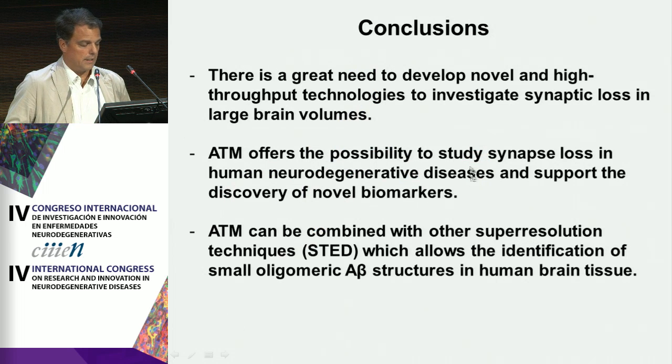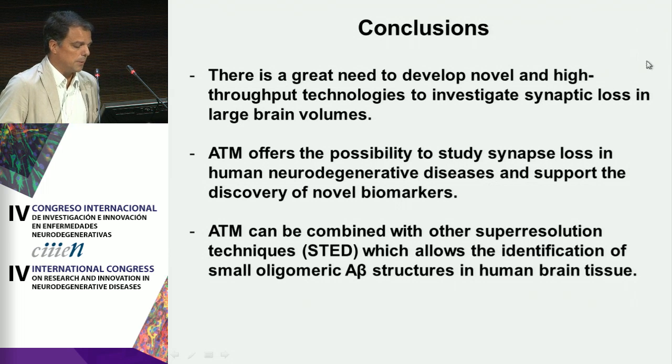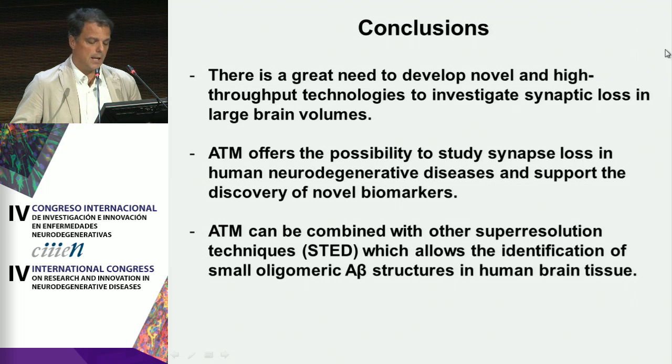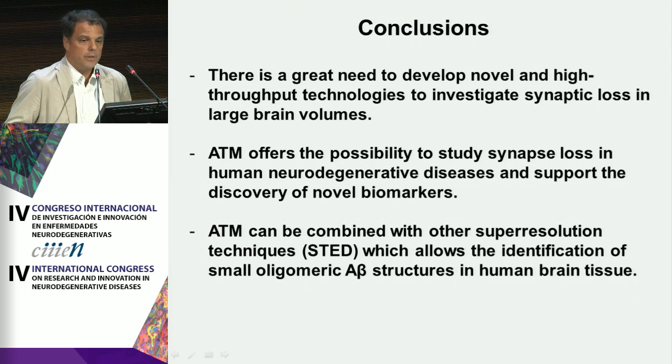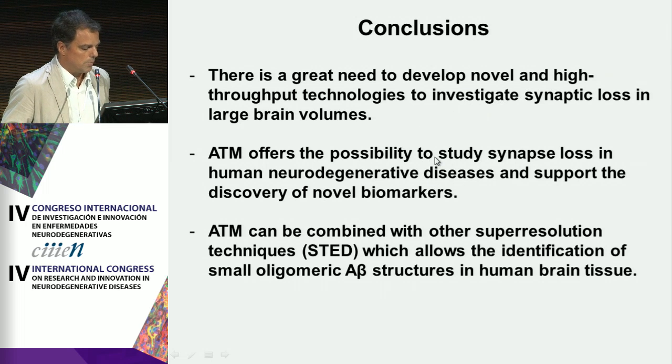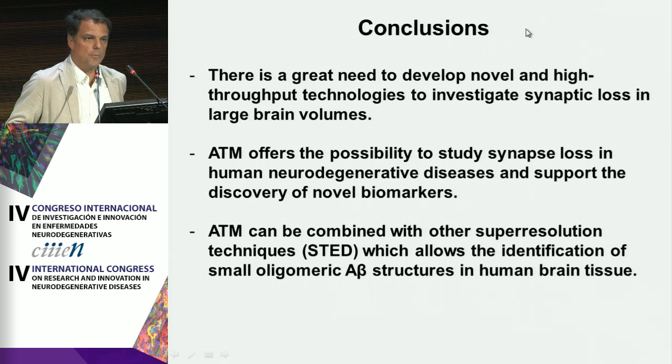To conclude, I think there is really a great need to develop novel techniques, especially high-throughput technologies, to investigate synaptic loss in large brain volumes. I don't think that we have the adequate tools yet to study large volumes that are relevant for human diseases, but I think array tomography offers the possibility to study synapse loss in human neurodegenerative diseases and also to support the discovery of novel biomarkers. We also have data that combining array tomography with other super-resolution techniques allows the identification of small oligomeric structures of A-beta in human brain tissue.